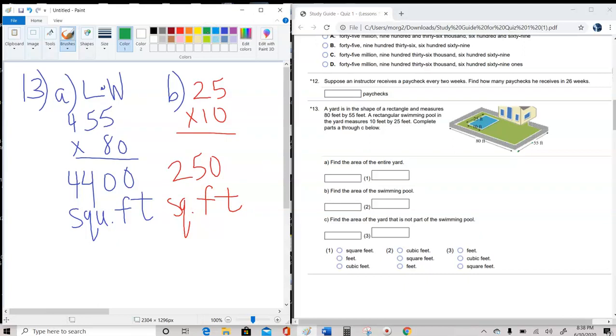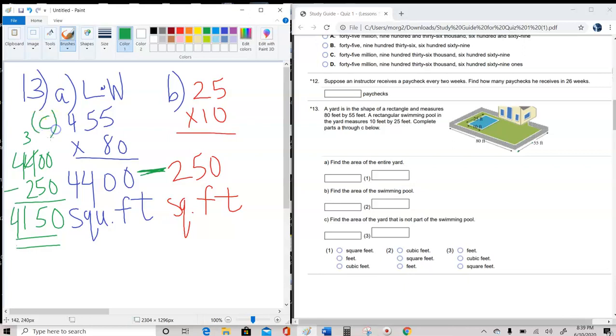Part C, find the area of the yard that is not part of the swimming pool. So that's the grassy area that we're trying to find the area for. So we need to take away the area of the swimming pool. So when we subtract 4,400 minus 250, the area of the grass is 4,150 square feet.